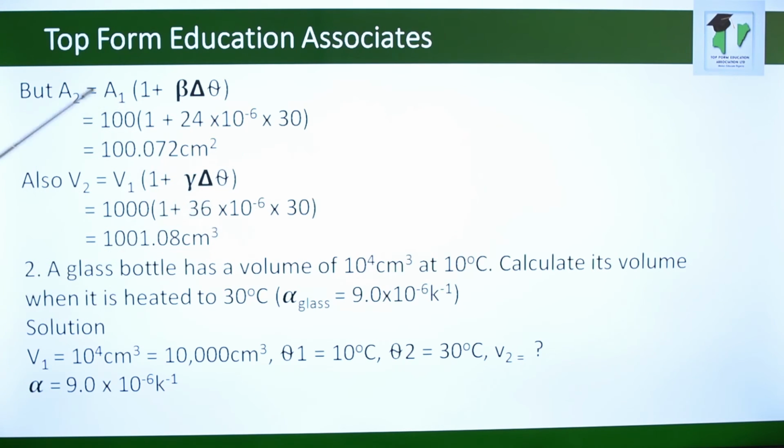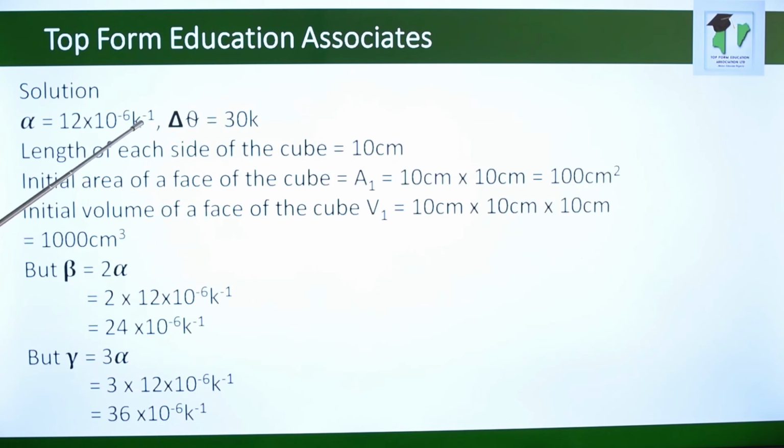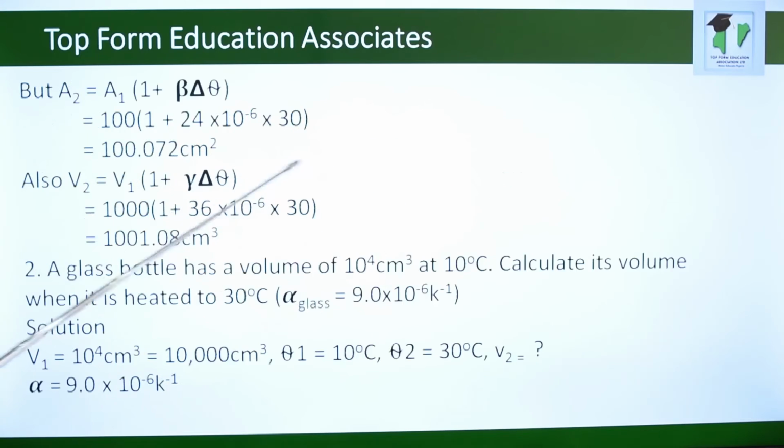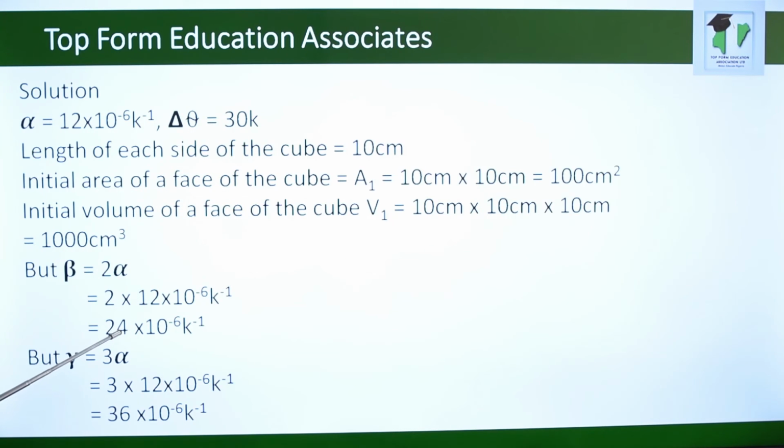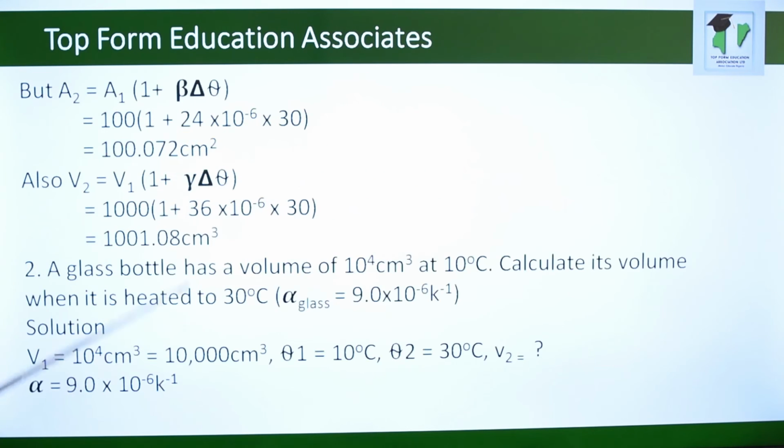30 Kelvin. So using the formula, A2 is equal to A1 into 1 plus beta change in theta. That is our A2 at temperature 30. So we have A1, we have got A1 to be 100. From here, we got our A1 is what? 100. So we'll put it back here. Into 1 plus 24 is our beta now. Look at our beta is 24. You can see it. 24 times 10 to the power minus 6 is our beta.